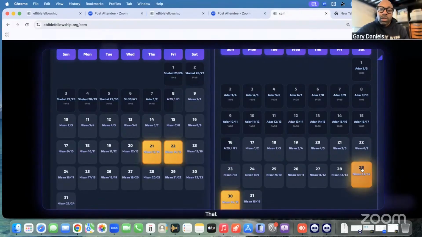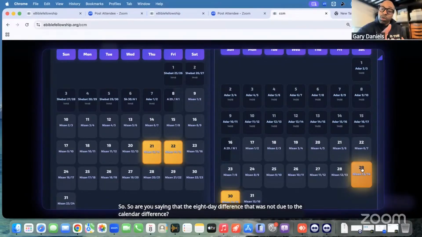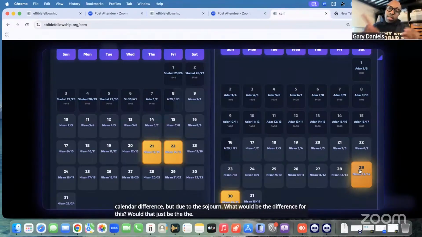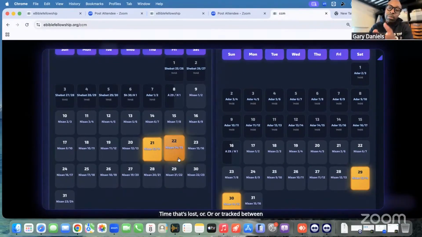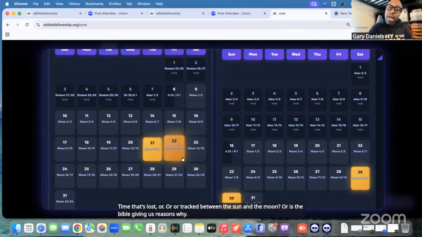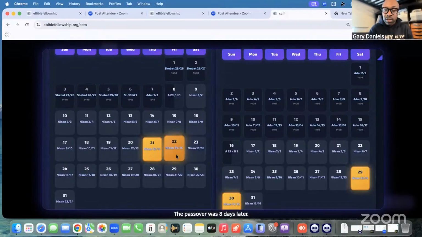So are you saying that the 8-day difference was not due to the calendar difference, but due to the sojourn? Would that just be the time that's lost or tracked between the sun and the moon, or is the Bible giving us reasons why the Passover was 8 days later? Well, it's just highlighting the fact that God uses both the lunar calendar in the Bible, but also the solar calendar. Gotcha. You don't ever hear about the solar calendar because you just hear about the new moon in the Bible, feast days.